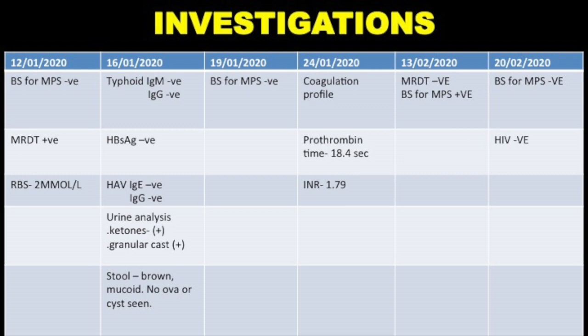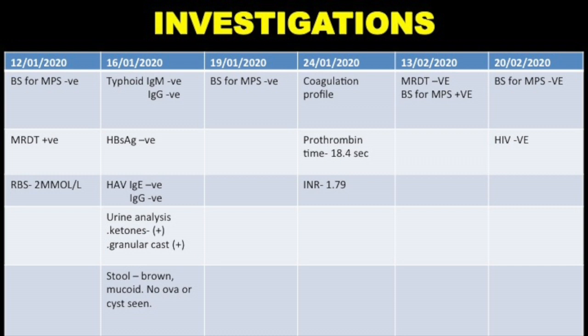Now, on the 16th, if you remember that our child had very high fevers that were up and down. So we decided to do a typhoid test, that is the immunoglobulin M and the IgG, and they were both negative. The child also had a hepatomegaly that was tender, and he had jaundice. So we decided to do our hepatitis B surface antigen, which was also negative. We also did hepatitis A, and you realize that they were actually all negative.